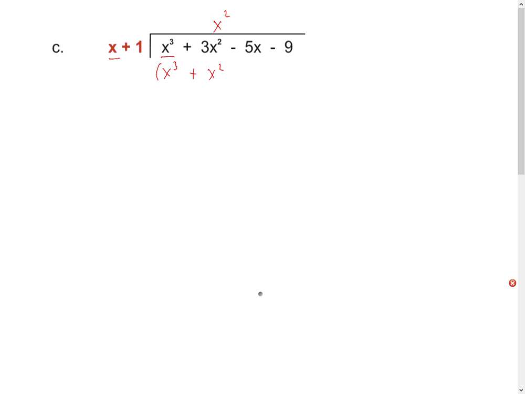And remember, we've got to subtract. Distribute that negative. 3x squared minus x squared is a 2x squared. Right. So again, x times x squared is x cubed. 1 times x squared is a positive x squared. Subtract that. You end up with a 2x squared. Bring down your negative 5x.